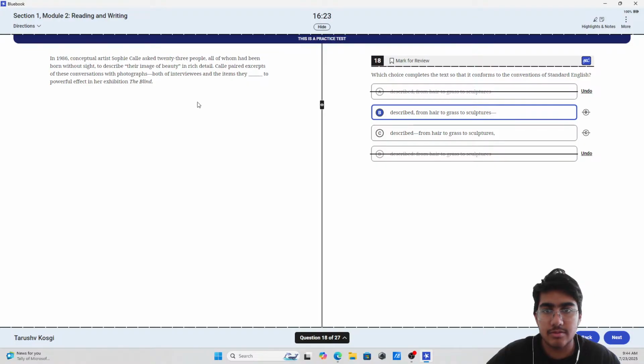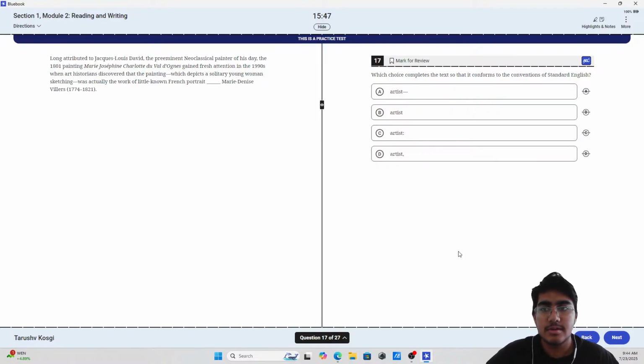And unnecessary information. So if we get rid of this part in the em dash, does the sentence still work though? If it's C, it'll be these photographs. Kahlo paired excerpts of these conversations with photographs from hair to grass to sculptures to powerful effect. Or Kahlo paired excerpts of these conversations with photographs to powerful effect. So I think B is a better option here.